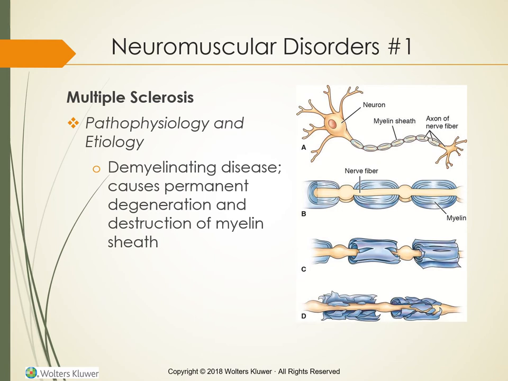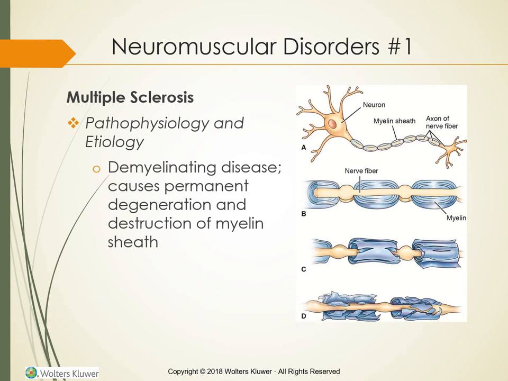Neuromuscular disorders. A neuromuscular disorder involves the nervous system and indirectly affects the muscles. Some examples include multiple sclerosis, abbreviated MS, myasthenia gravis, and amyotrophic lateral sclerosis, abbreviated ALS, all of which are chronic and progressively debilitating.